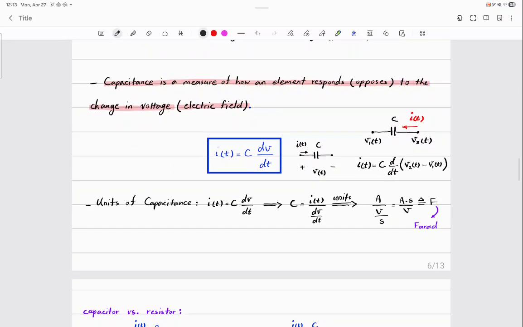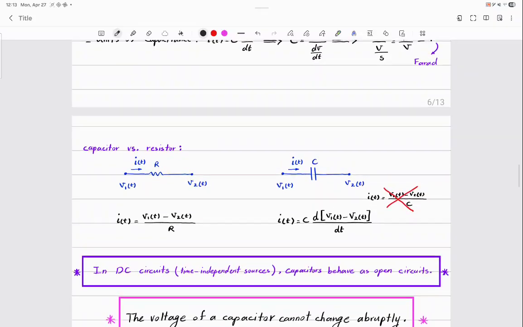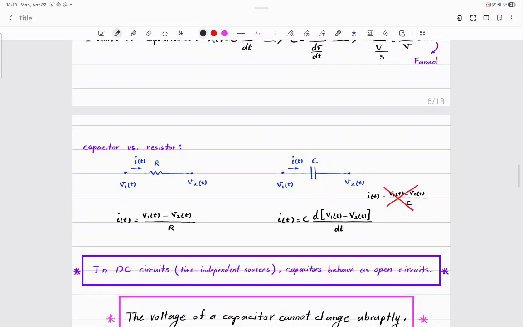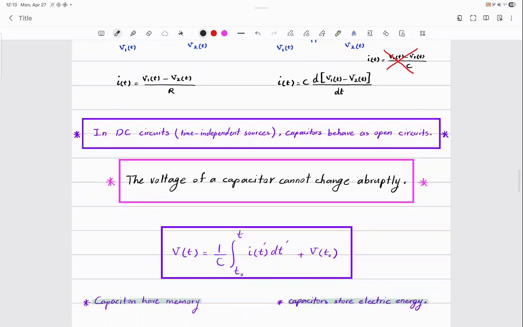This is the definition of capacitance. We talked about that. The equations are very similar to the equations of inductance. I mean, they are actual duals of them. And remember, Ohm's law does not apply to capacitors. Again, in DC circuits, capacitors behave as open. The voltage cannot change abruptly across the capacitor, and there is the equation that gives you voltage from current.